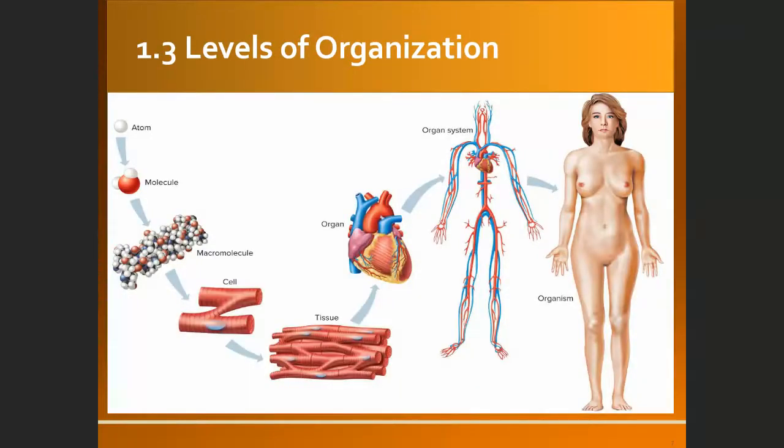This is the level of organization in a diagram. So atoms, again, two or more atoms will combine to make molecules, and then bigger molecules. And these molecules organize together to create a cell. There are several types of cells. And then those cells will organize to make a tissue. In this case it is muscle cells. They organize to make muscle tissue.